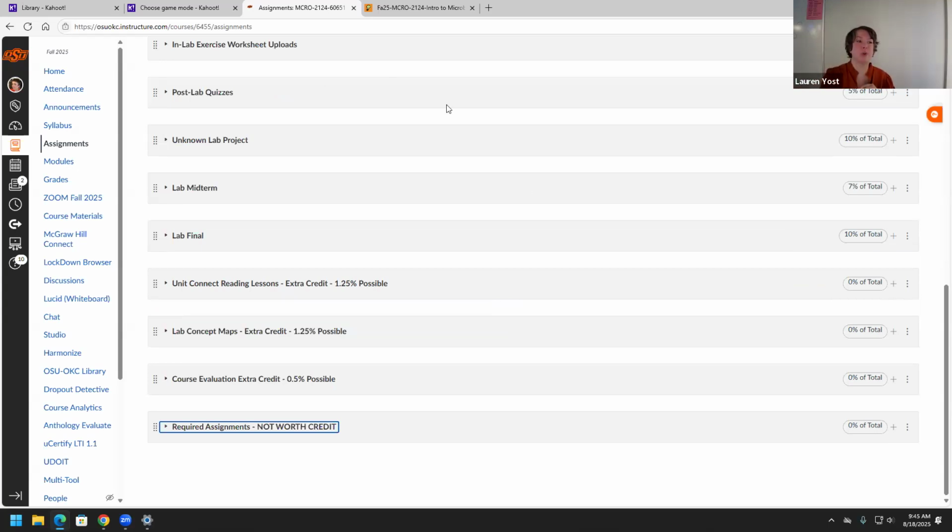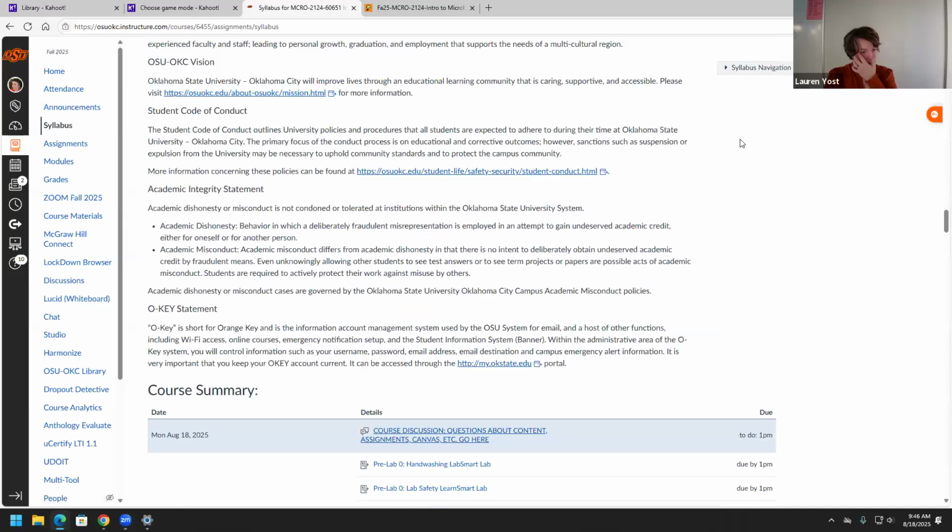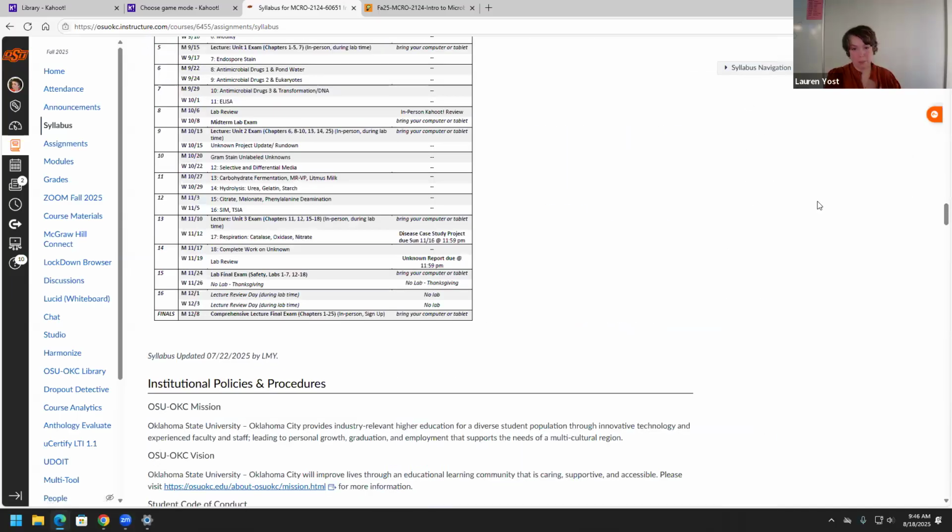You can navigate it through your assignments list with your to-do list. So it's basically in order of what's due. You can also go to the home page or the syllabus. My home page is my syllabus. And click on the jump to today thing. And it always does this thing where it brings up my syllabus pictures, but just scroll down.